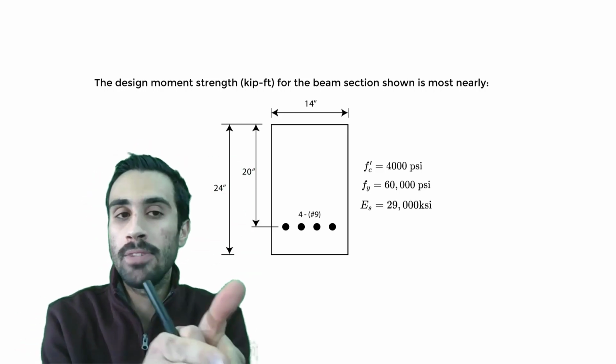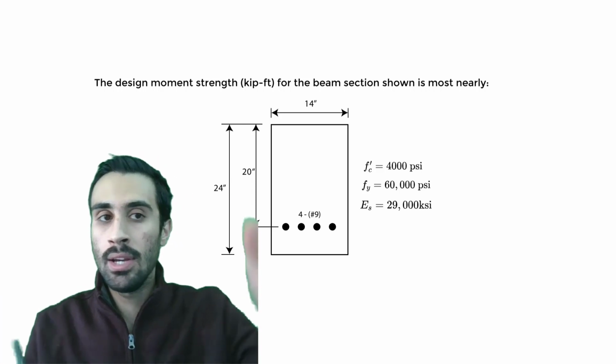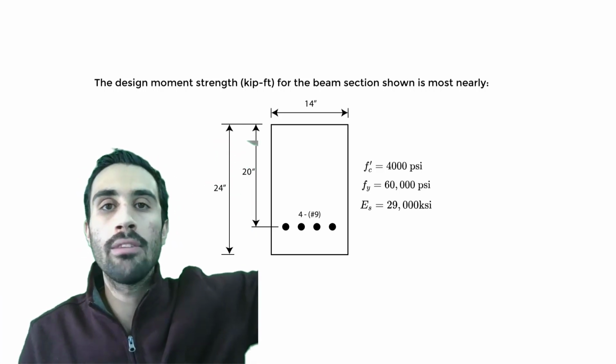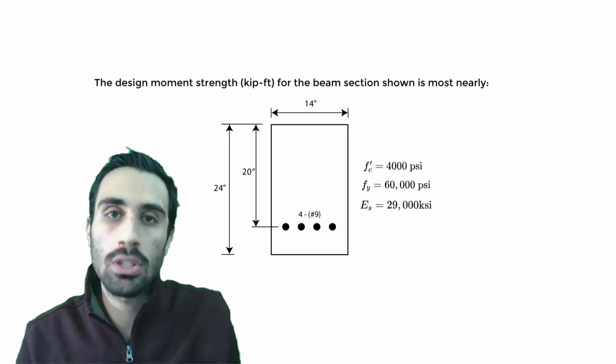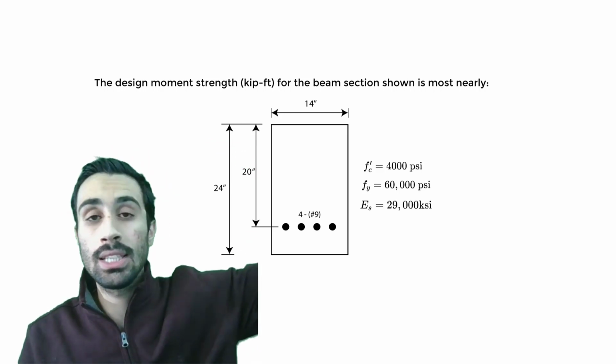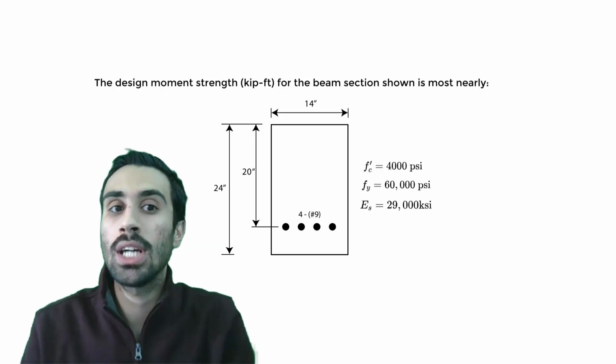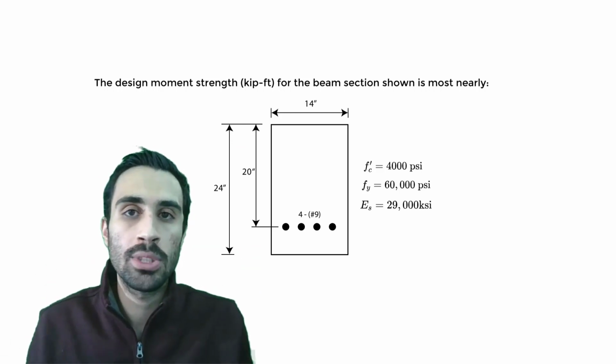So for example, we want to find the design moment strength, right? And we know to get that final answer, there's going to be a flow of steps. And that's what the flowchart shows us. It's going to be like the sequence of steps we have to take to get that final answer, which is the design flexural strength or the design moment strength.